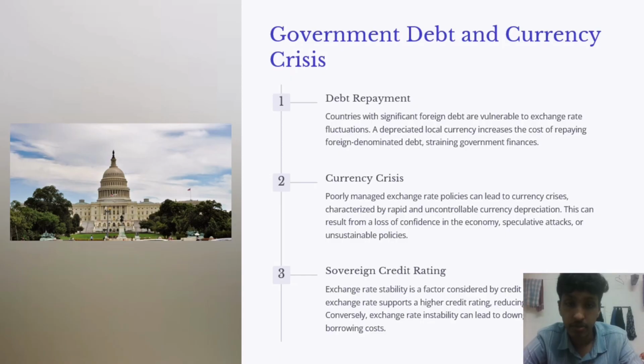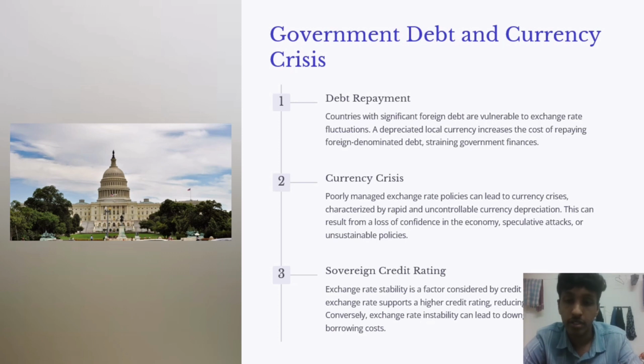Currency crisis. Poorly managed exchange rate policies can lead to currency crisis, characterized by rapid and uncontrollable currency depreciation. This can result from a loss of confidence in the economy, speculative attacks, or unsustainable policies. So a currency crisis is when a currency loses its value very quickly. So this can happen if people lose confidence in the economy.